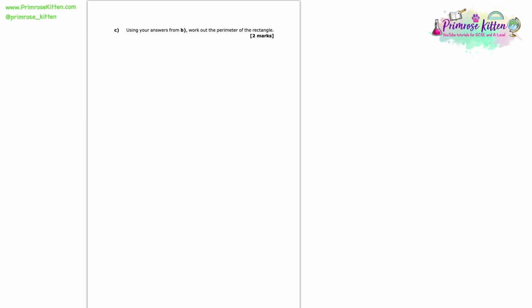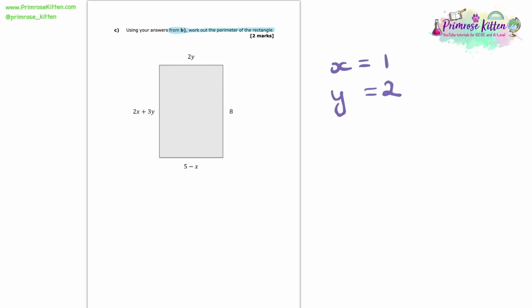Here we're asked to use our answers from part B to work out the perimeter of the rectangle. Our answers from part B were of course x equals 1 and y equals 2. I've added in the little diagram here just so that we can look back over it. Remember that the perimeter of a rectangle, or any shape, is just the sum of all of its sides. So that means we want to do the 2y, and then add the 8, and then add the 5 minus x, and then add the 2x plus 3y.